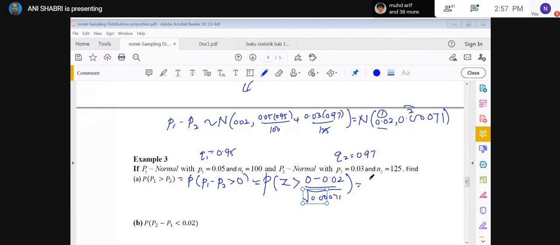Okay, try calculate 0.0071. Okay, berapa nilai dapat ni? P Z greater than berapa dapat ni Z greater than berapa minus berapa minus berapa ni?